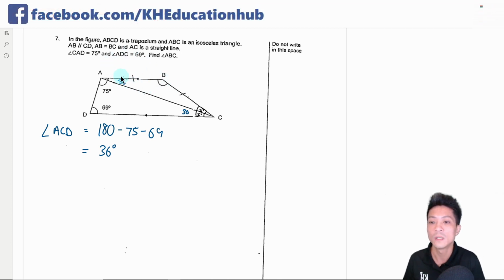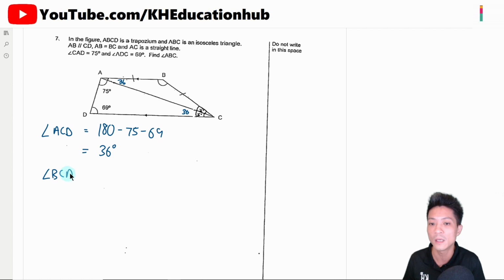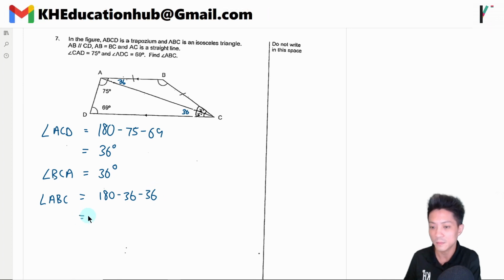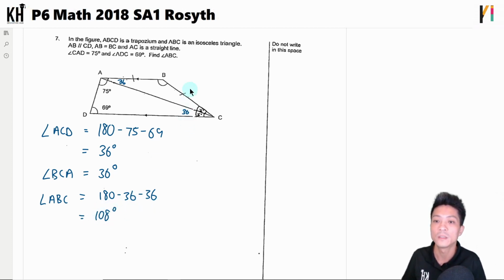Since triangle ABC is an isosceles triangle, this angle BCA is also equal to 36 degrees. So in order to find angle ABC, I just need to use 180 minus 36 minus 36. That is going to give me 108 degrees. So this 36, this 36, and this is 108.